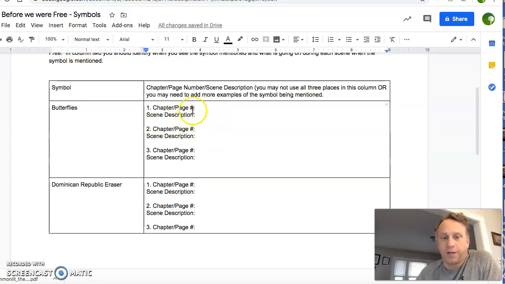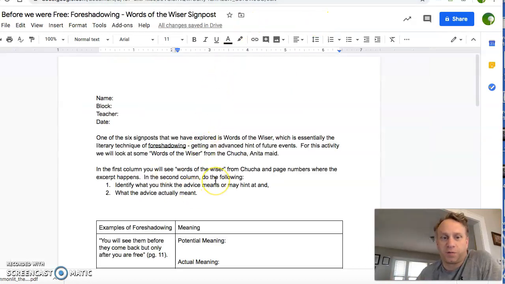Then what we're going to look at is, once you see a bunch of experiences of them mentioning butterflies, we'll look at what's happening in each of those scenes and what that all adds up to together. Then we can look at what it means for this to be a symbol. You might not need all three spaces. You might need an additional one, maybe there's a fourth time it's mentioned or a fifth time. But if we see it repeating itself, the again and again, then maybe we can get a better sense of what it actually means.